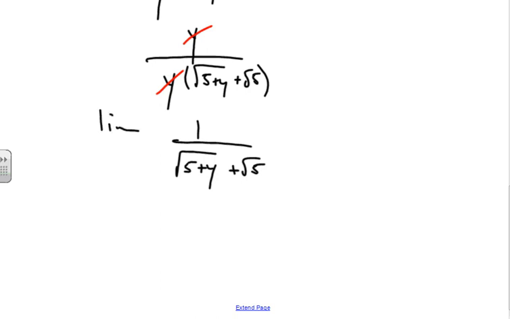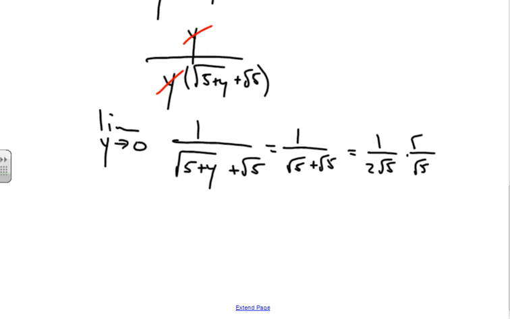So once we have that, we can now take our limit as y approaches 0. As we approach 0, we get 1 over the square root of 5 plus the square root of 5. That's going to be 1 over 2 square roots of 5. Multiply by the square root of 5 over the square root of 5, just to make this a little more proper. The square root of 5 over 10.